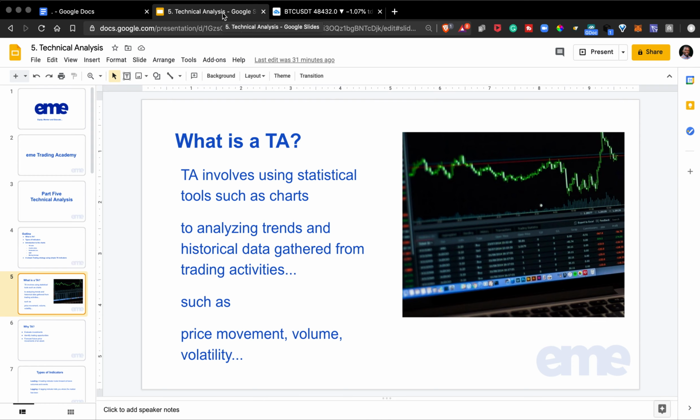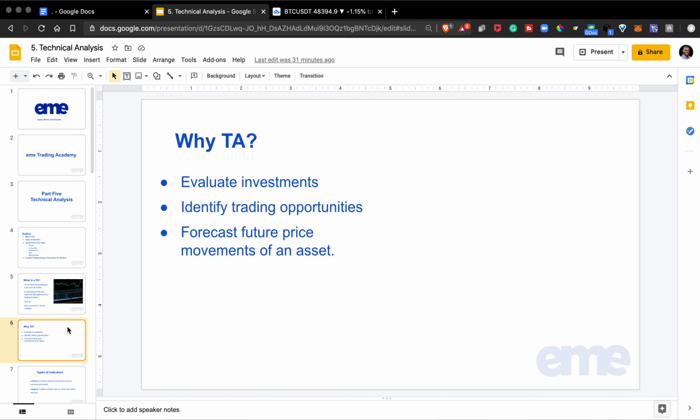Because you want to use TA and FA to try to figure out where the market is going. You want to figure out, is it the right time to buy? Is it the right time to sell? Where is the place that the market is likely going to react? That's what you want to find out using TA. So you want to use TA to evaluate investments, to identify trading opportunities, and to forecast future price movements of an asset.